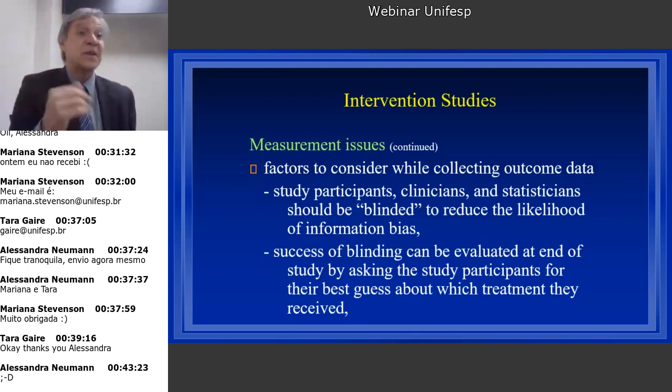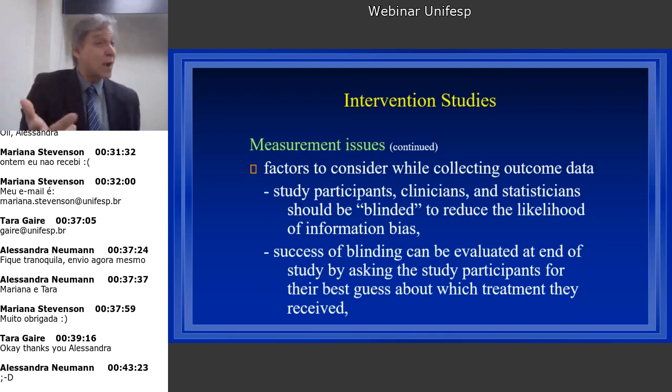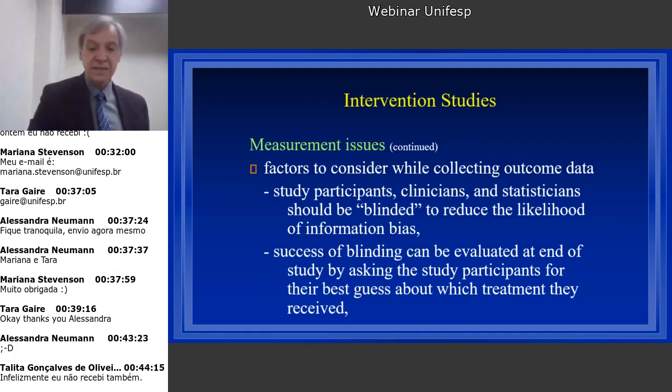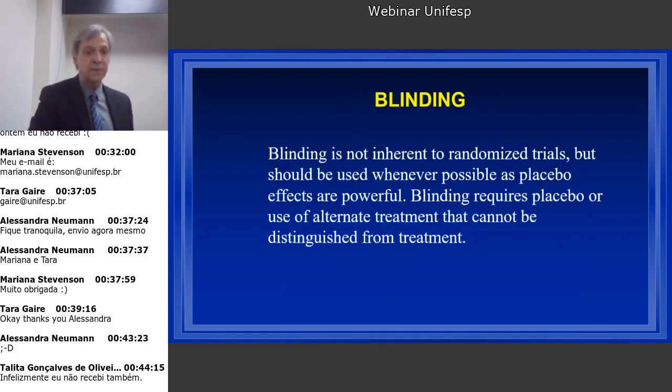But they may not know. They might just guess right. But guessing right 50% of the time is impossible. Usually you see a preponderance of "I don't know." Okay, so that's a very simple way to see if your blinding works.